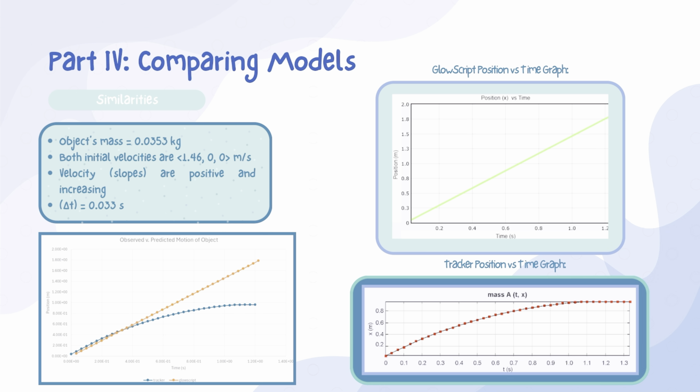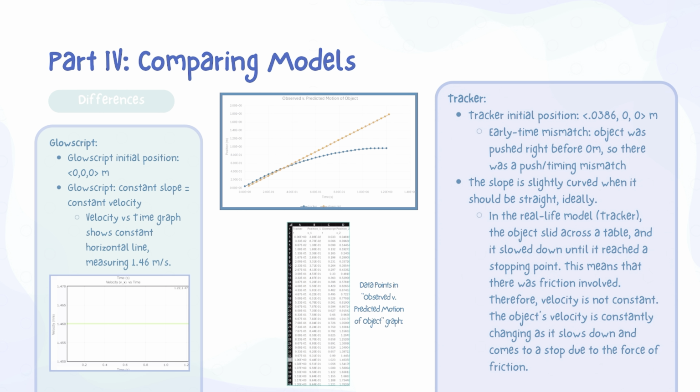Part 4, comparing models. So both models began with the same mass and initial velocity, and they showed a positive slope on the position-time graph, which is shown by the GlowScript and Tracker graphs, or the graph that combines both of the models. Now for the differences, in GlowScript we see a constant velocity, which is shown in the velocity-time graph.